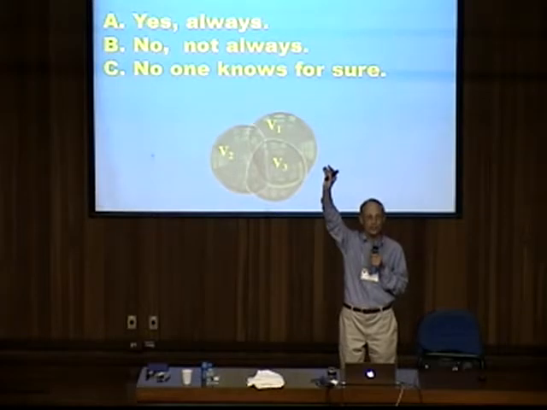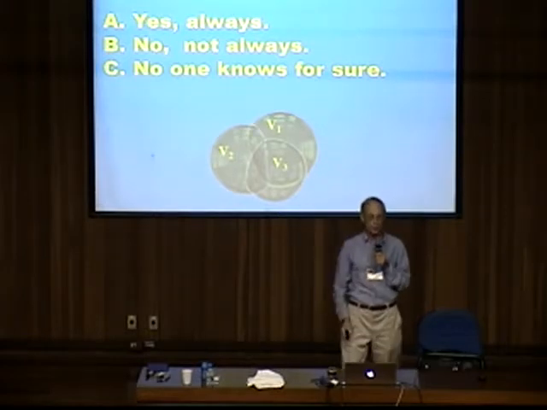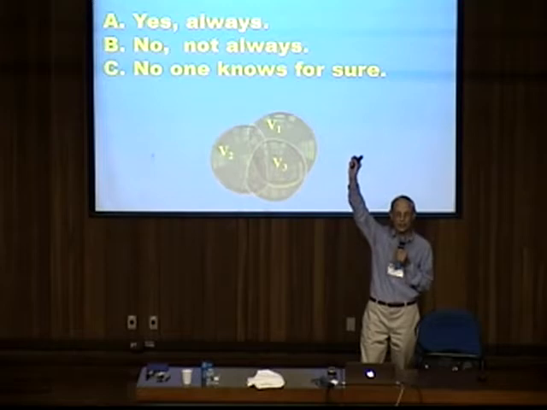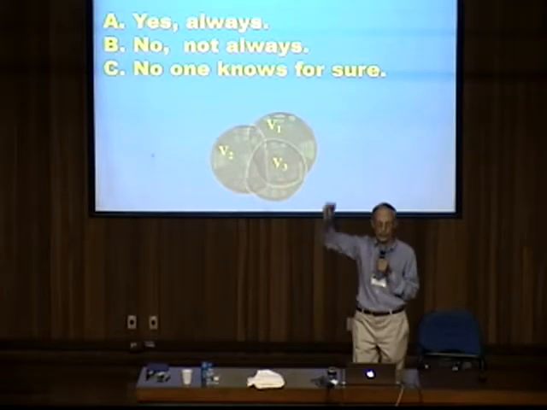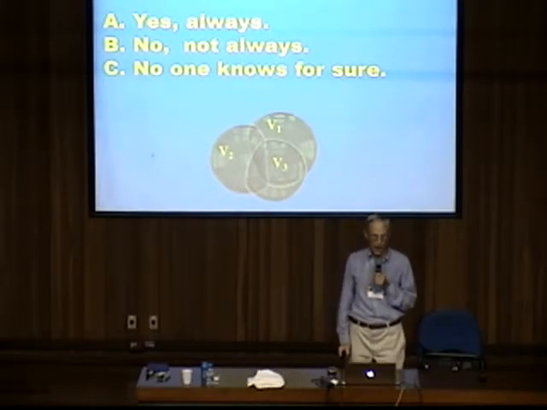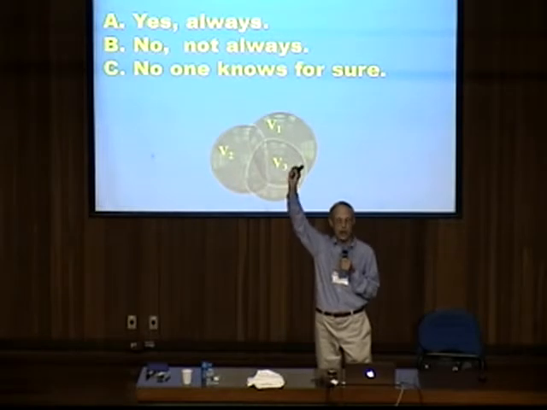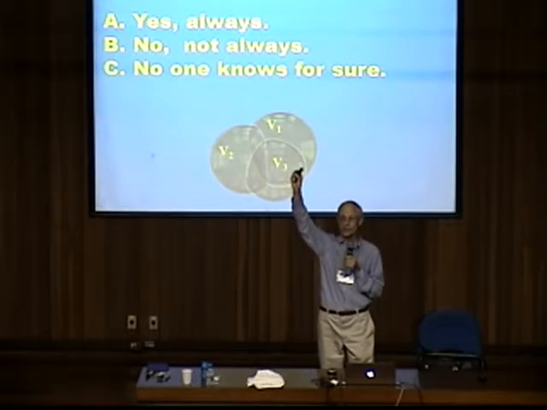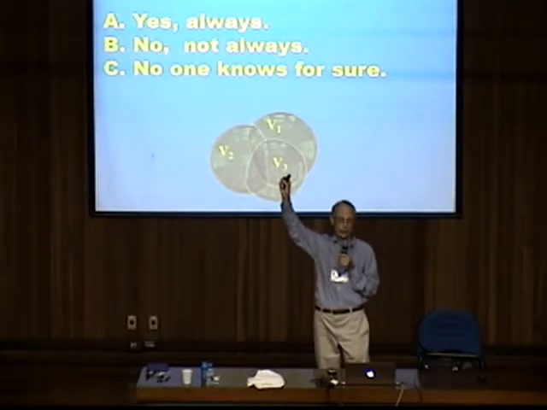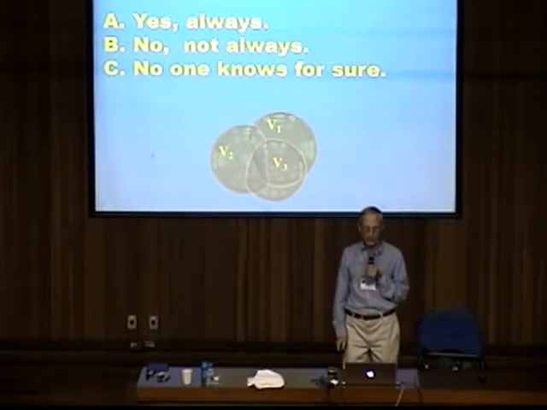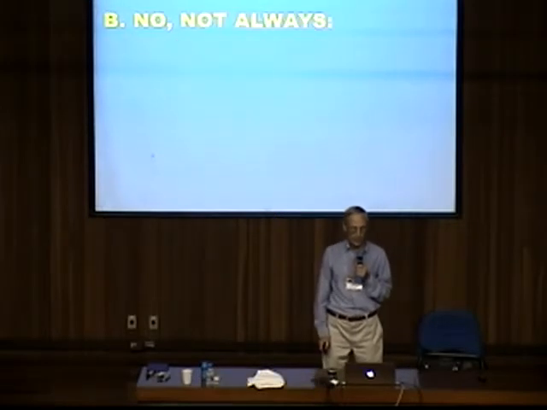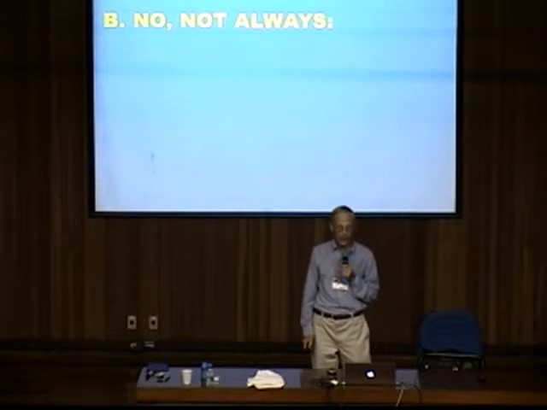All right, Carlos says yes. How many people go with B, no, not always? That looks like a minority, but a good minority. They may get a seat in the council. And how many people go for C, no one knows for sure the answer to this question? Well, that's an equal minority. The abstainers could have swung it either way. They missed their chance. Well, the actual answer is B, no, not always.